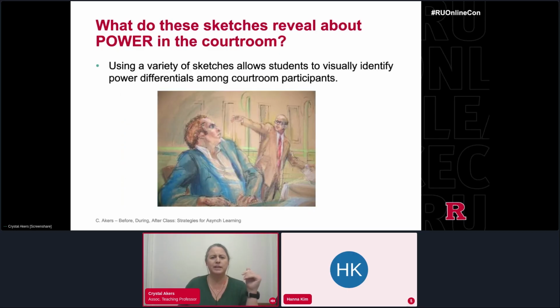All right, so here's another one. We get a slightly different aspect. So what do you notice here? What do you want to say about power here? The witness is boxed in. The attorney can walk around. Yep. Any others?